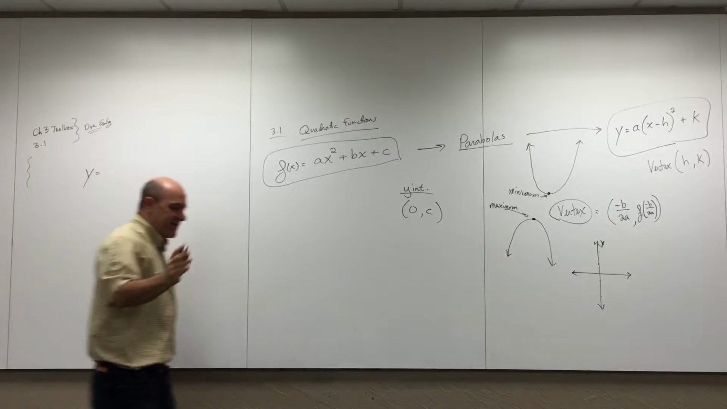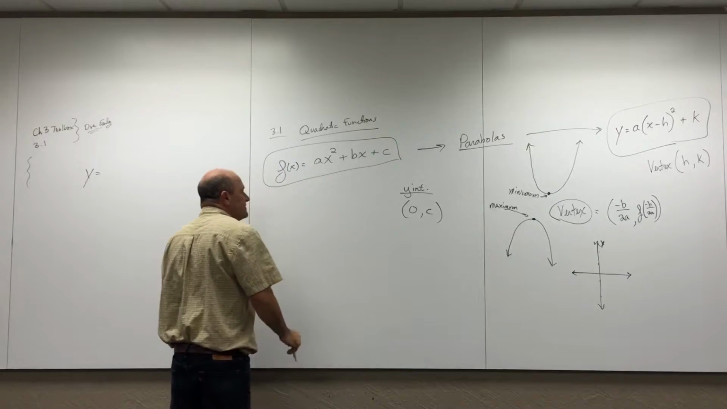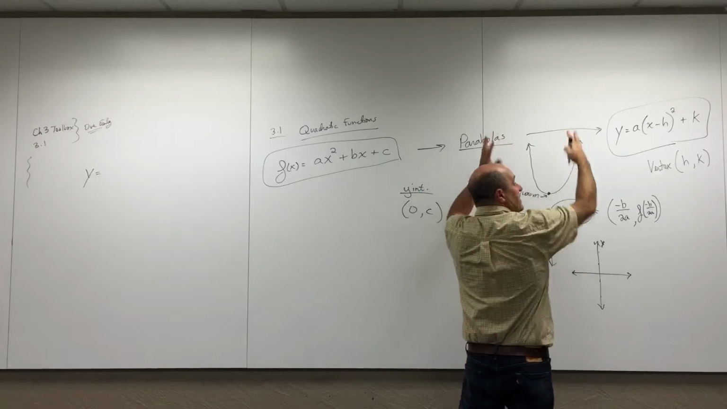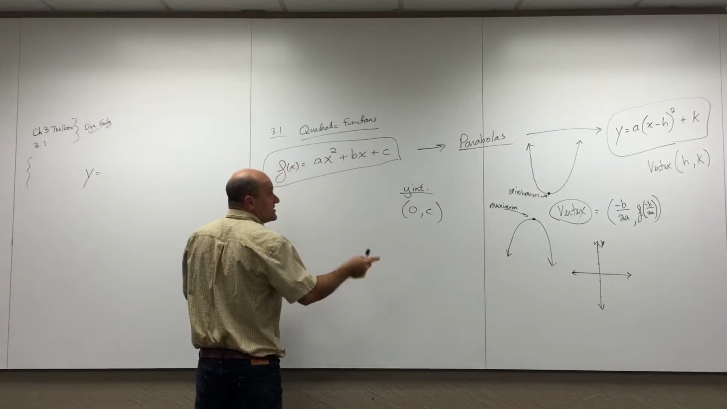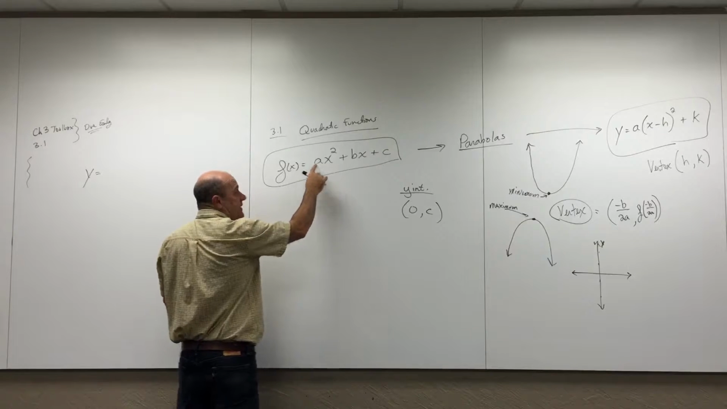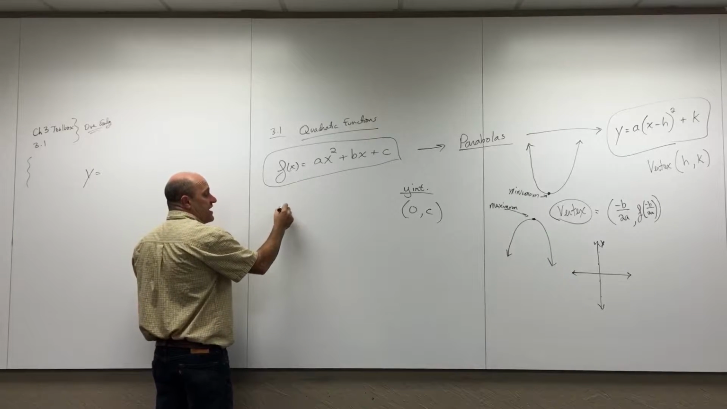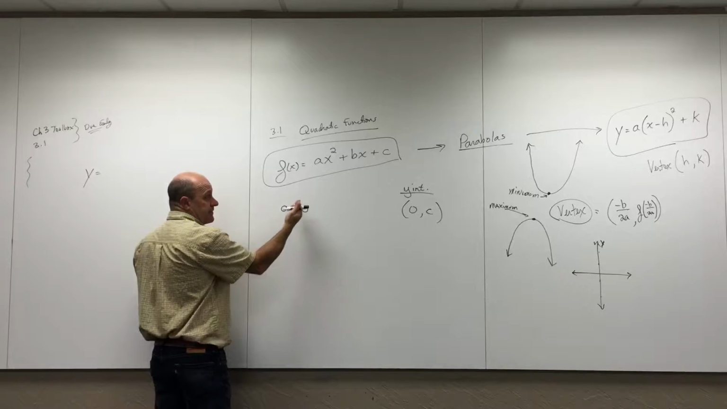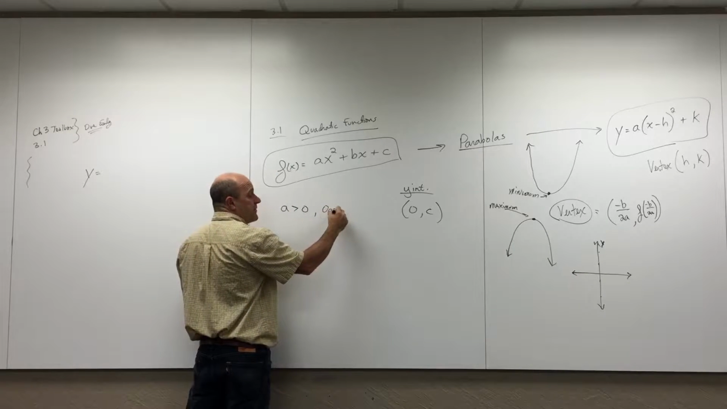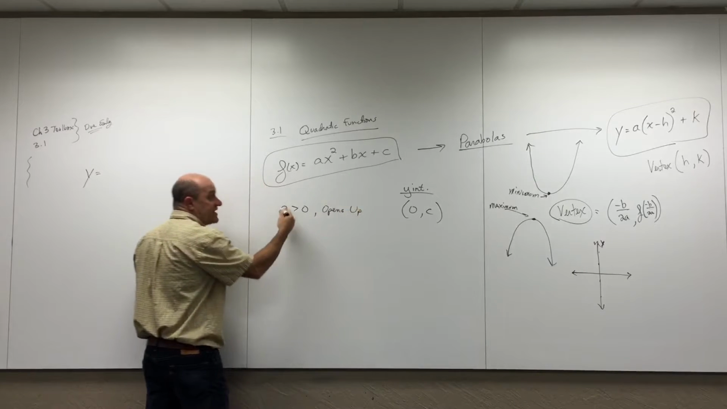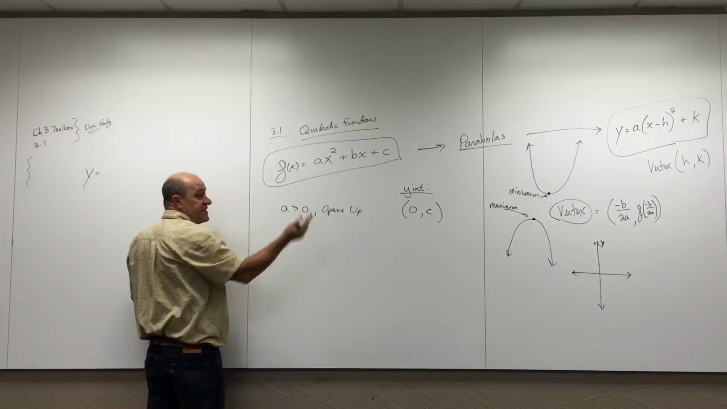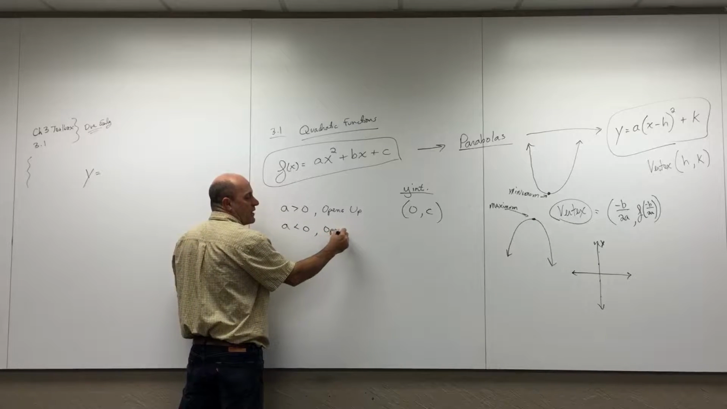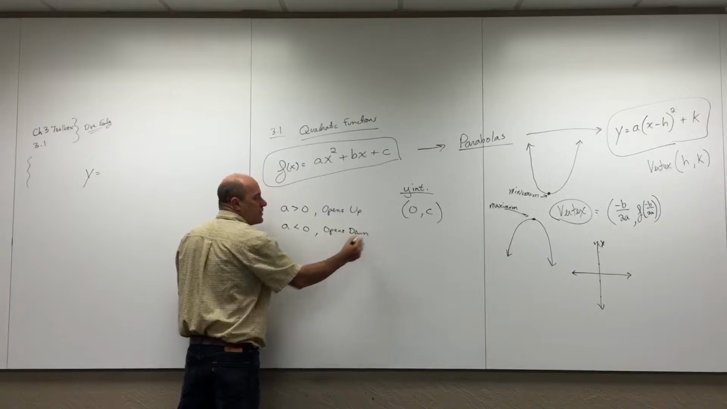Oh, wait, hang on, one more little note. The key to whether the parabola opens up or opens down is this leading coefficient a. So if a is greater than 0, when a is positive, the parabola opens up. When a is negative, when that leading coefficient is negative, the parabola opens down. Or it's upside down, or it opens down.